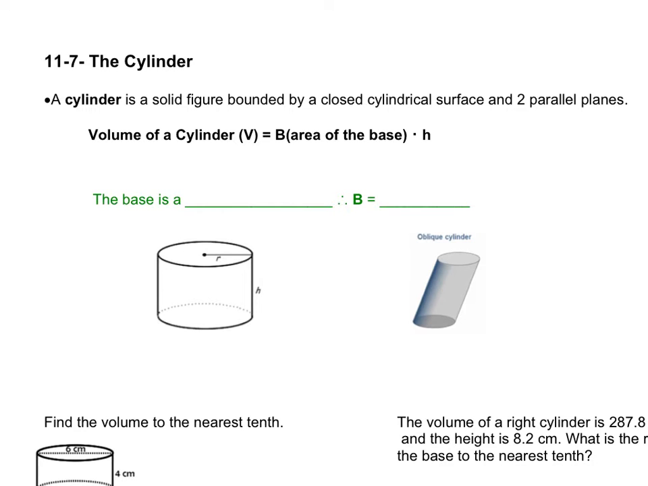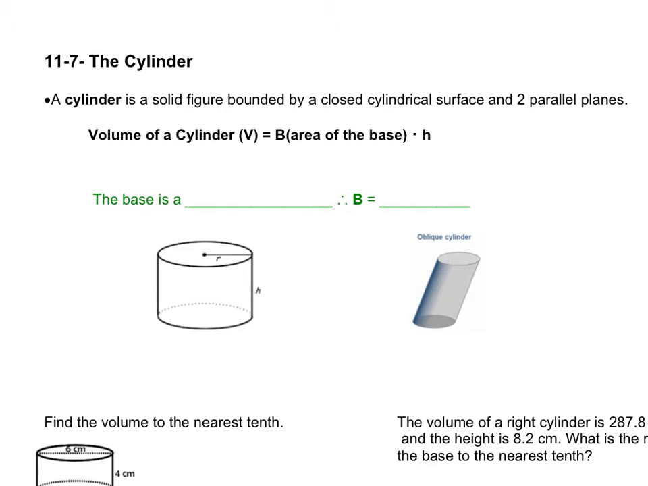Today we're going to be learning about the cylinder. So this is lesson 11-7. Before we endeavor, a cylinder is a solid figure bounded by a closed cylindrical surface and two parallel planes. The volume of a cylinder is no longer 1/3 BH, it's just volume equals B times H, where B is still the area of our base.